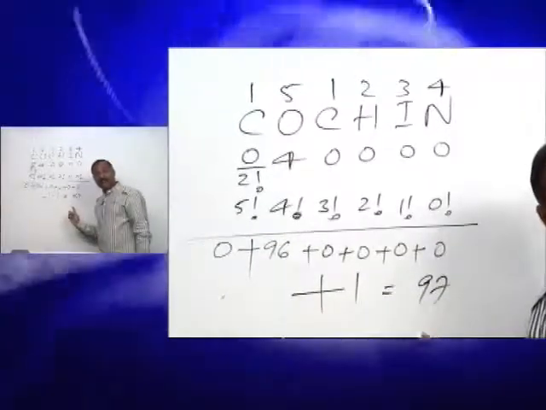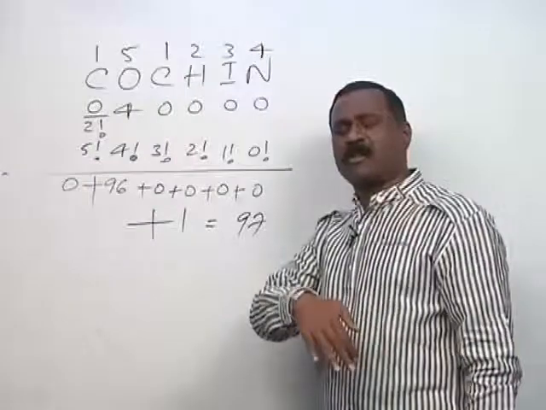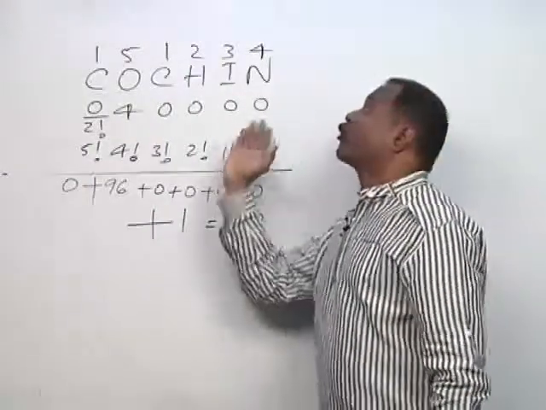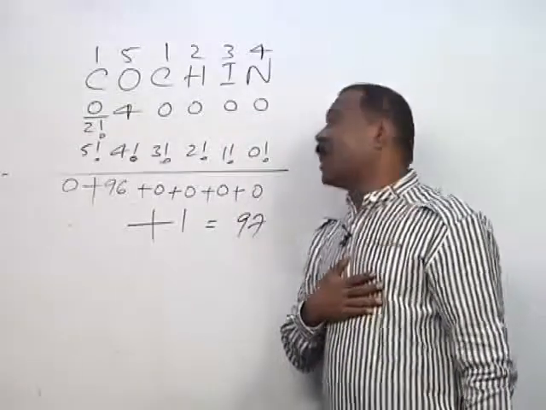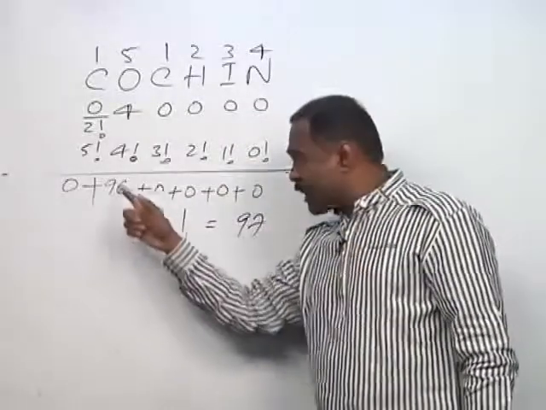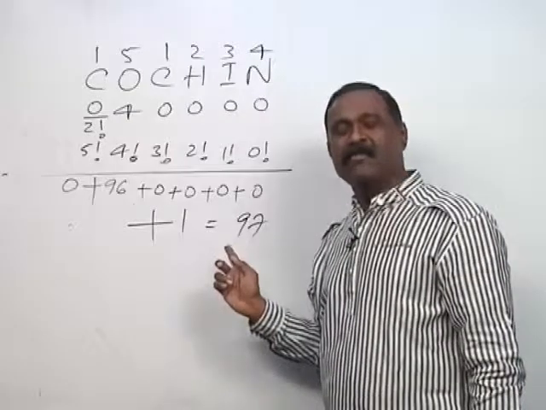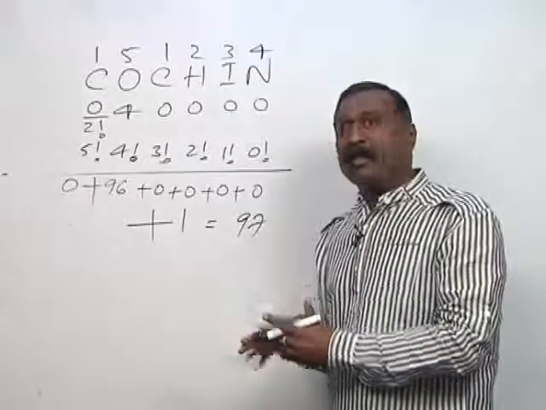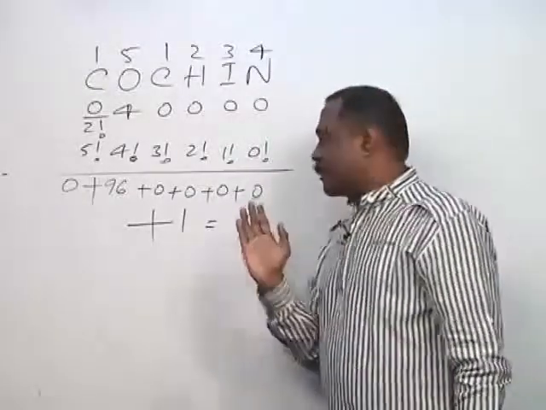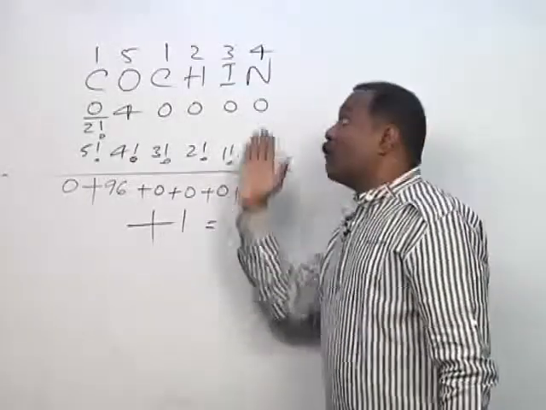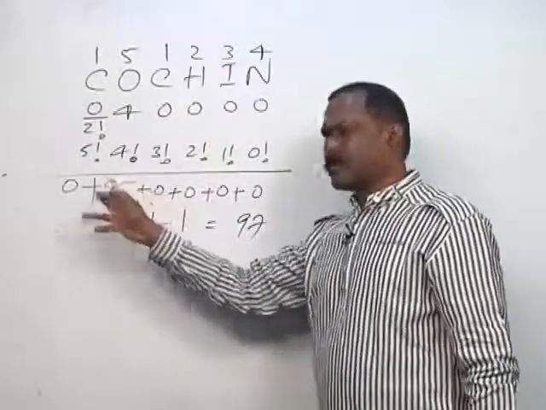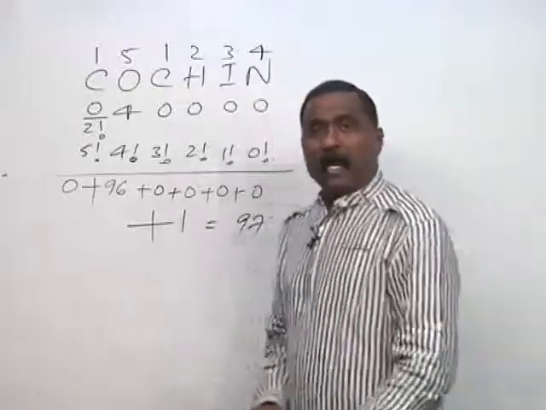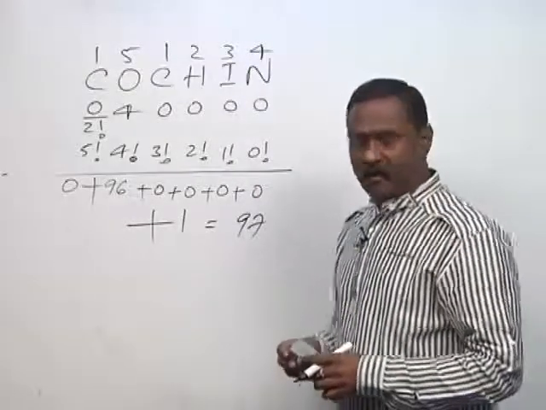Rank of Cochin is 97, but in the previous question, rank was not asked, but the number of letter arrangements before Cochin was asked. So the answer for that previous question is 96 but not 97. Some students of course wrote 97 because generally they are habituated to find out the rank, but in that question it was asked only the number of letter arrangements before Cochin. So the answer for that question is 96 but the rank is 97. I hope you understand that, Mr. Srinivas.